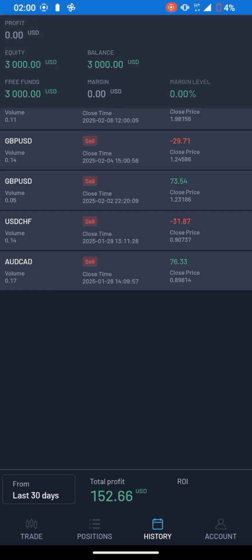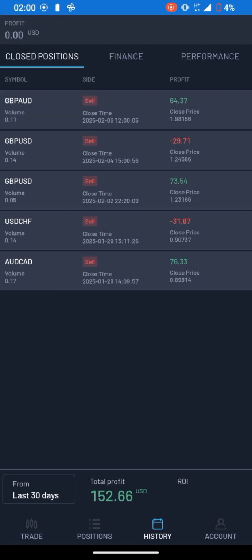As you can see, this is a 3K account. I'm in phase 2 now, that's why the balance has reset. This is the AUD CAD, the first trade I took. The second trade, USDCHF, which was a loss. The GBP daily trend, which was a win. The second trade that I tried to catch a 1-to-1, which I lost. And this last trade, GBP AUD, which was a win for a 1:2.5.